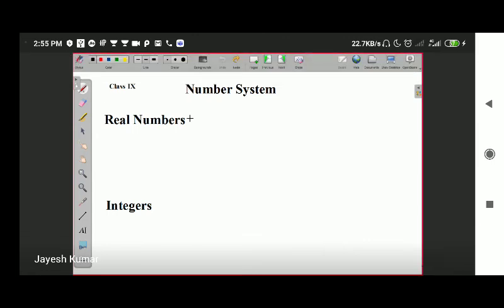Okay. Let's see. We are going to start with chapter number one, that is number systems. In number systems, first of all, we will discuss the basic definitions regarding numbers. Most of them you might know, but we are going to discuss them regardless.